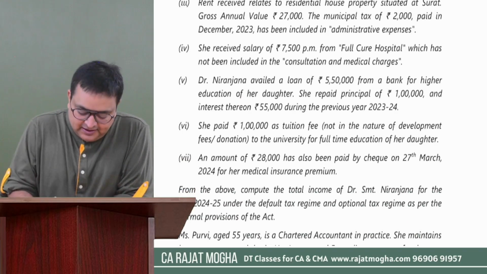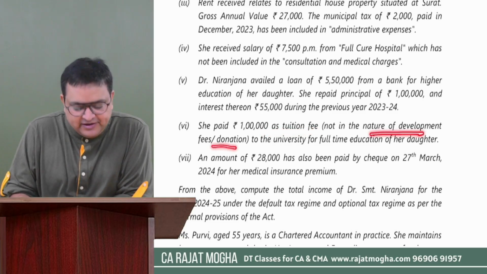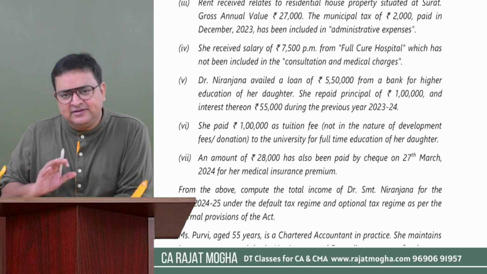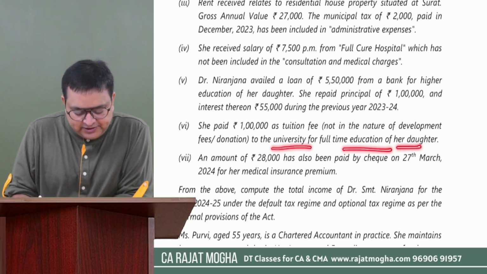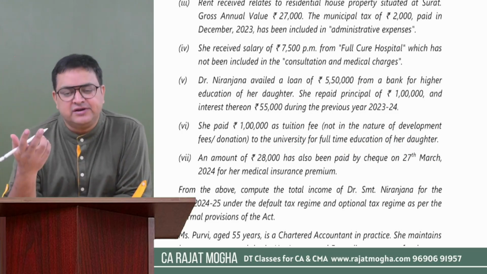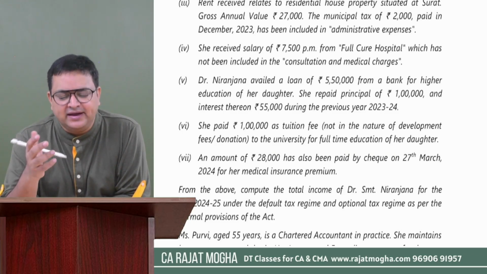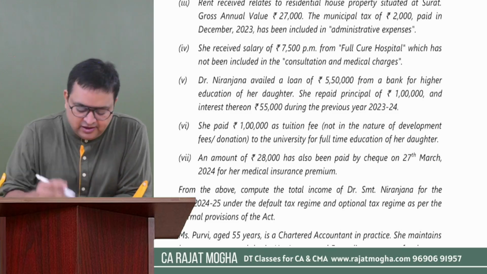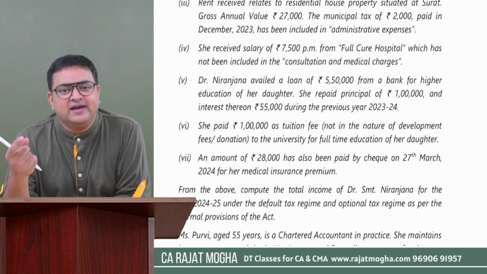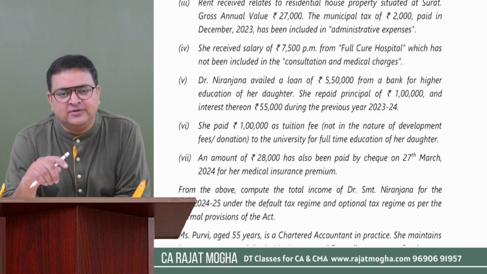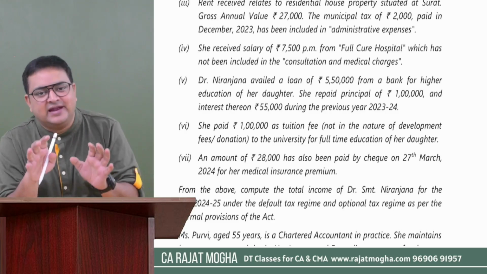Okay. She paid 1 lakh as tuition fees, not in the nature of development fees or donation. It was not donation, it was not development fees, it's purely tuition fees to the university for full-time education of her daughter. So we understand that for a maximum of 2 children, you can claim a deduction for tuition fees for full-time education. And here it is just 1 child, 1 daughter. 1 lakh rupees is allowed under section 80C. The maximum deduction which we can claim under 80C is 1,50,000. In fact, the combined limit of 80C, 80CCC and 80CCD1 is 1,50,000 rupees.